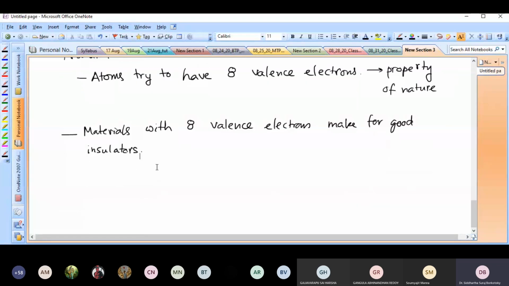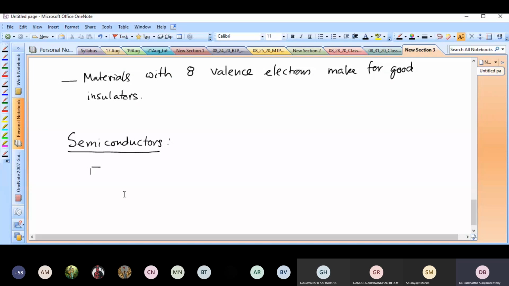Okay, so that is, but now let's go to the semiconductor. Semiconductors are somewhere between conductors and insulators. So you have perfect conductors, perfect insulators, then you have something between conductors and insulators.